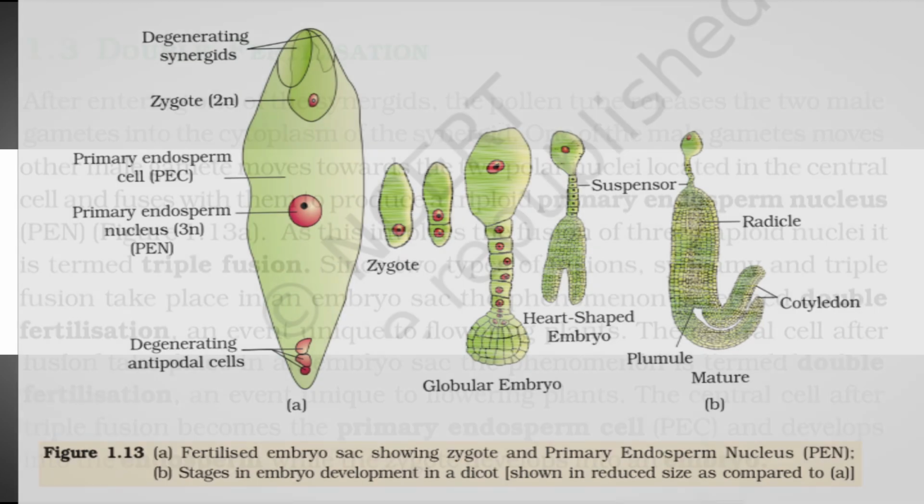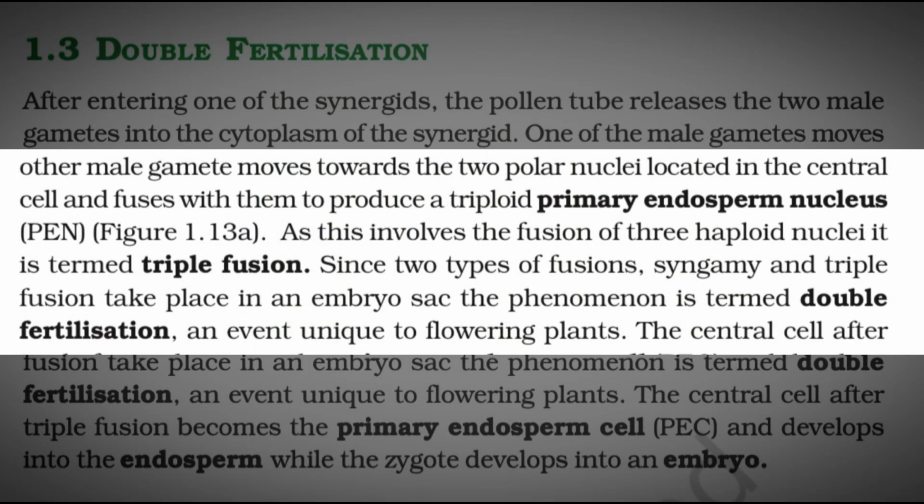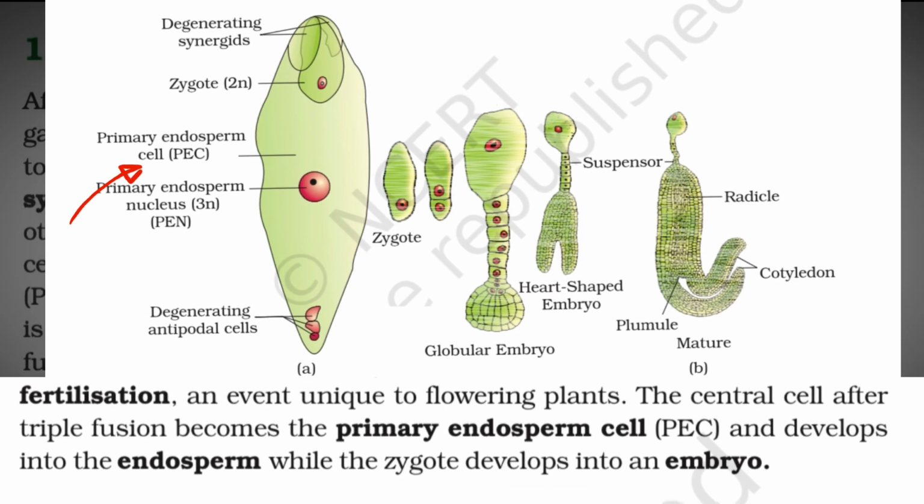Since two types of fusions, syngamy and triple fusion, take place in an embryo sac, the phenomenon is termed double fertilization, an event unique to flowering plants. The central cell after triple fusion becomes the primary endosperm cell, PEC, and develops into the endosperm, while the zygote develops into an embryo.